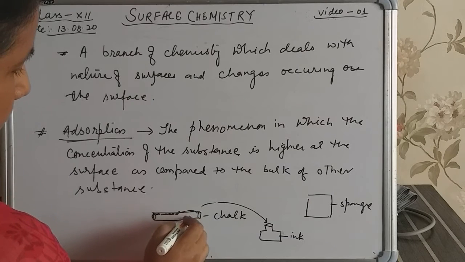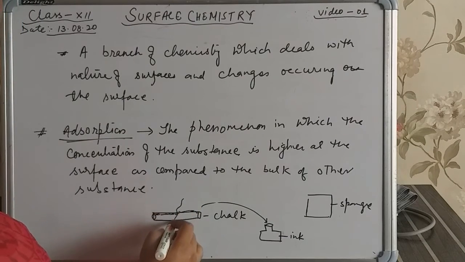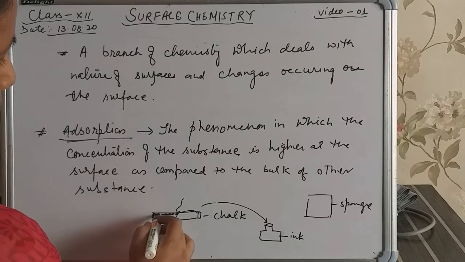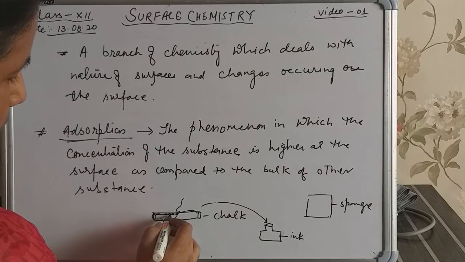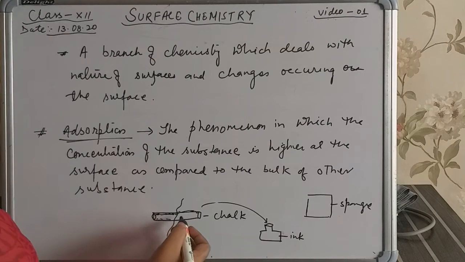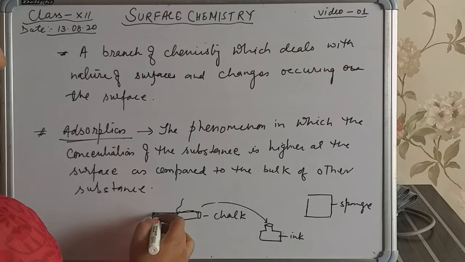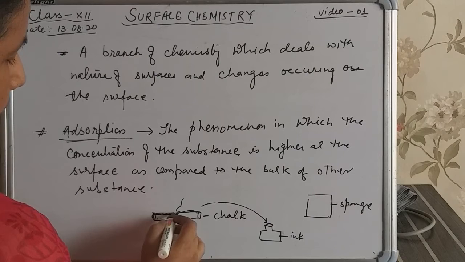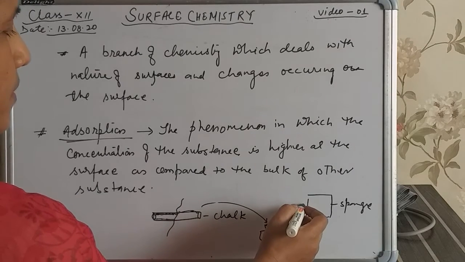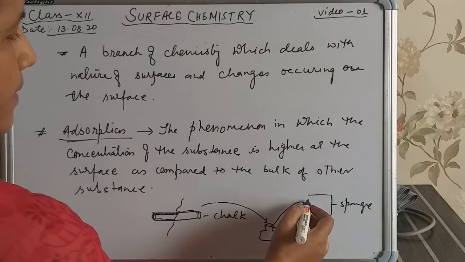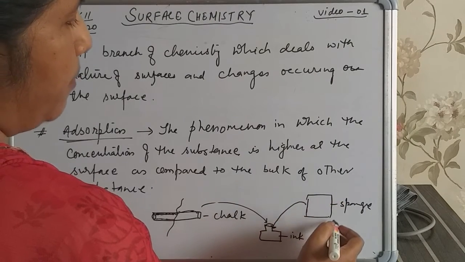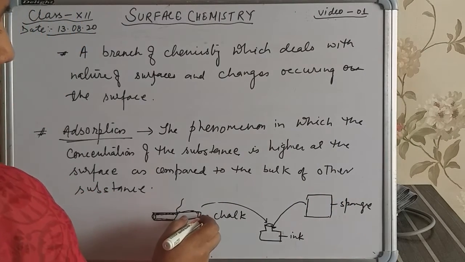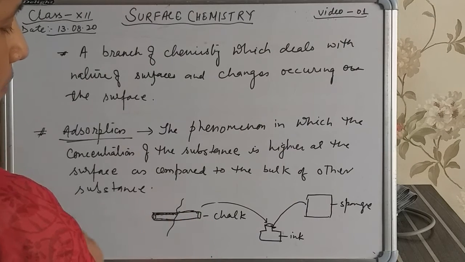If we break the chalk, we will find only the ink present on the surface here and here, and the core part is as it is. Suppose the chalk is white in color, then the core part is also white, only the ink is present on this surface here and here. But when we dip the sponge in the ink and squeeze it, we see ink present in the bulk of the sponge and ink present only on the surface of the chalk.